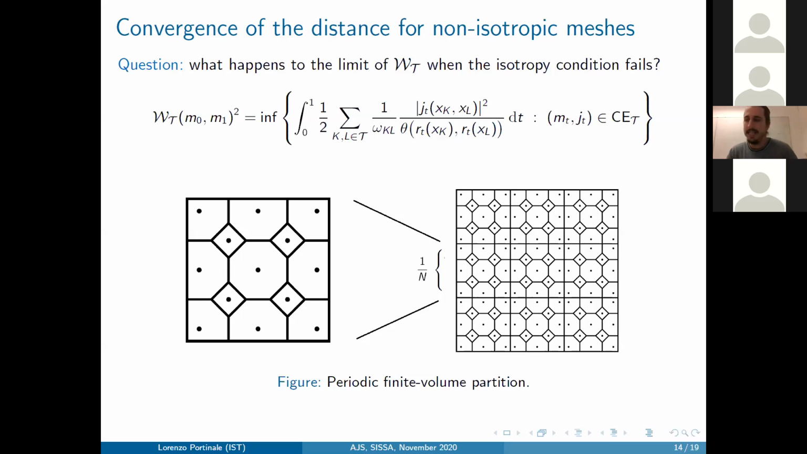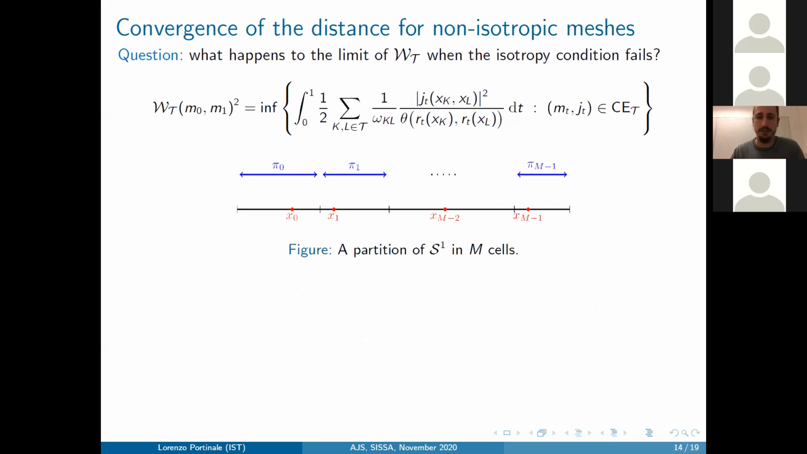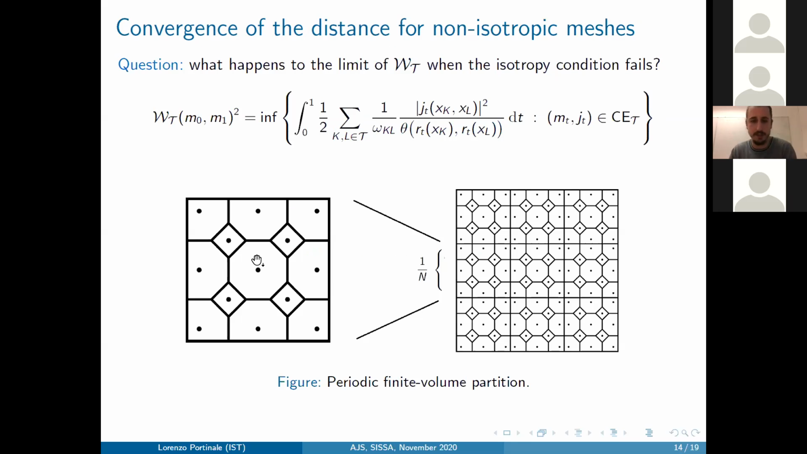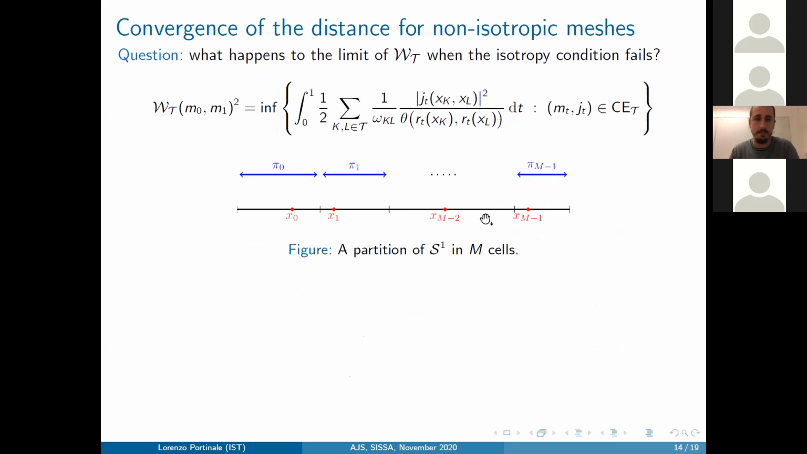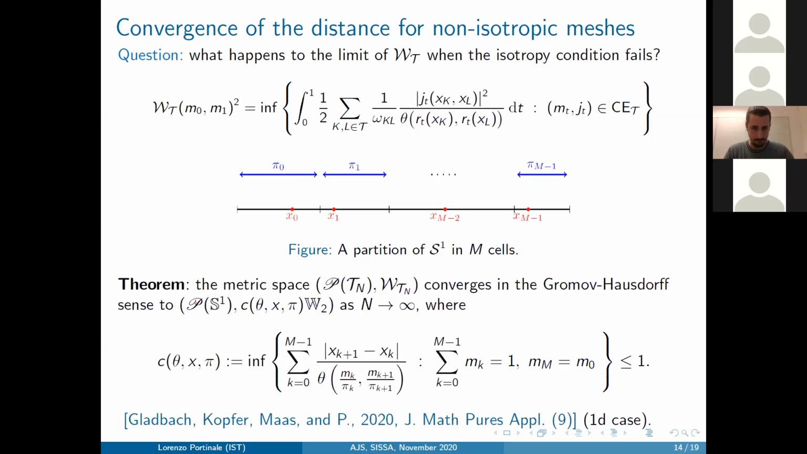Let's make an even easier simplification. Let's move to one dimension. So instead of this picture here on the left, we simply take a partition of the line into M cells, with some points X, and the cell of size p_k. And we then rescale it, and we ask ourselves, what can we say about the limits of the distance?